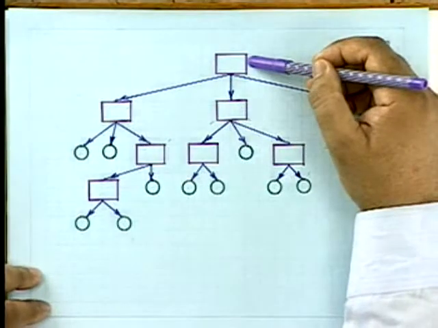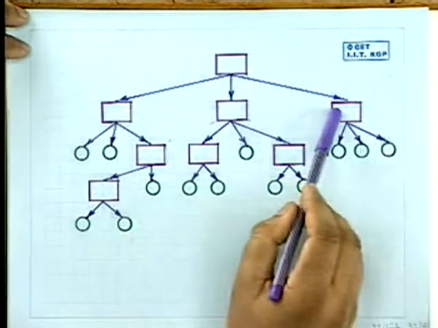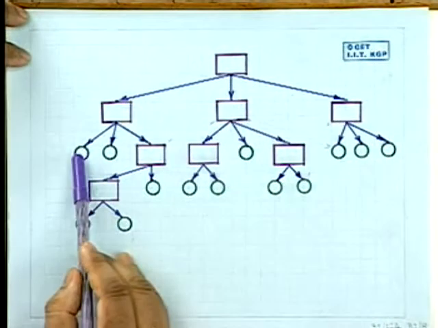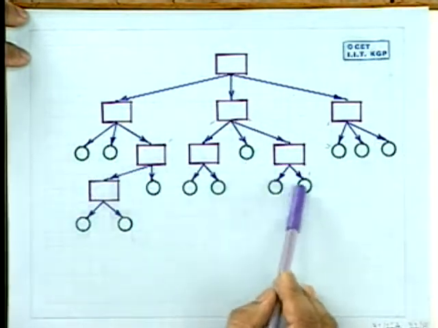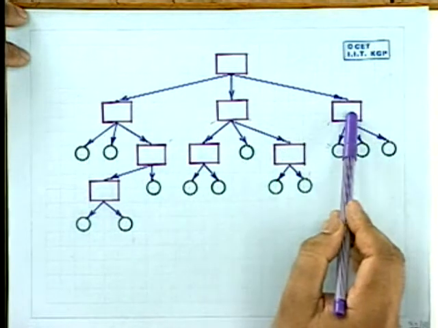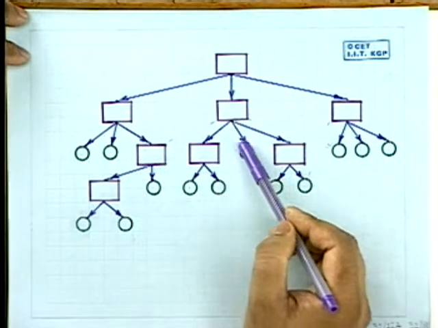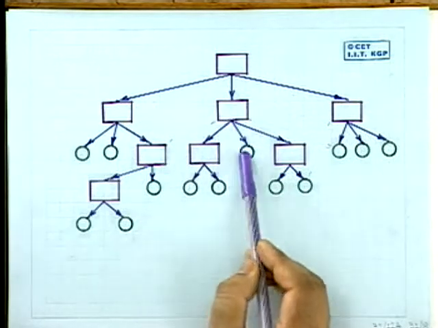Here is the root of the tree. We call this a root. They are the internal nodes. All the leaves of this tree are files. The internal nodes are the directories, and they may contain either a subdirectory or a file, as has been shown over here.